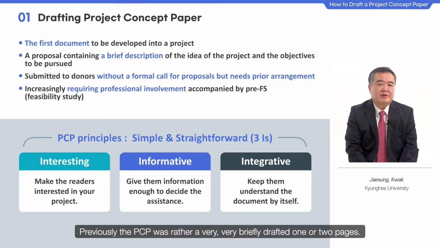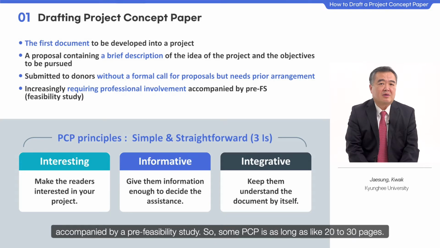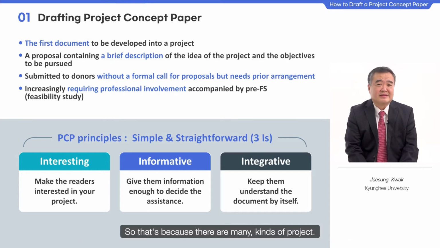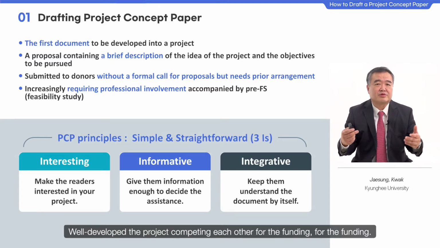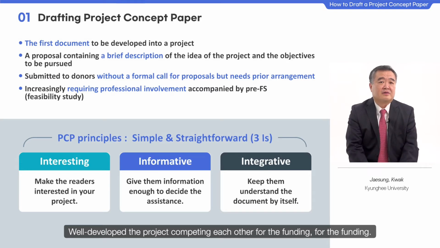Previously, the PCP was rather briefly drafted, 1 or 2 pages. However, nowadays, it is increasingly requiring professional involvement accompanied by a pre-feasibility study. So some PCPs are as long as 20 to 30 pages. That's because there are many well-developed projects competing with each other for the funding.